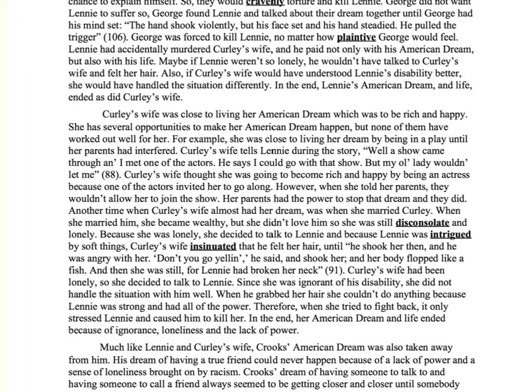Okay, next one, we have Curly's wife, so that was a key word, was close to living her American dream. There's another key word, which was to be rich and happy. Now that doesn't have the key word of the American dream being taken away, but let's look if it's in the next sentence. She has several opportunities to make her dream happen, but there it is, but none of them have worked out well for her. So that's okay. It's not in one topic sentence, but those two sentences taken together work as a topic sentence.